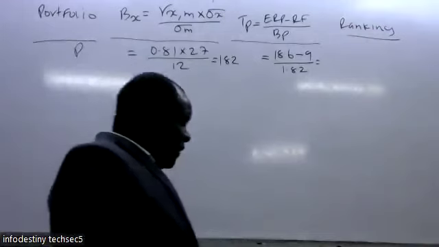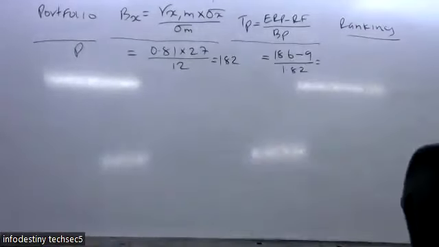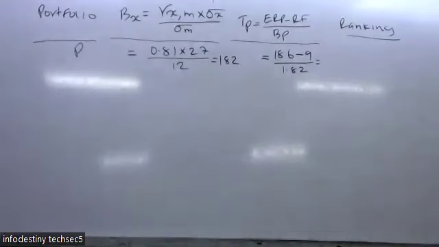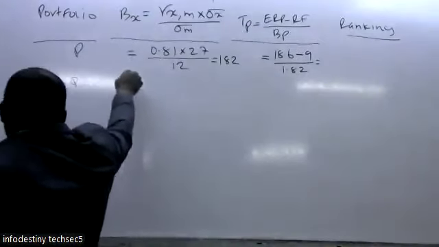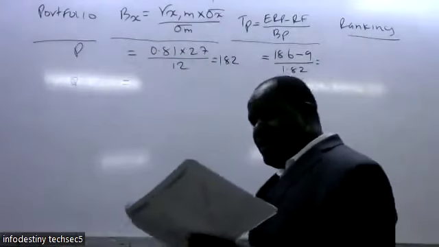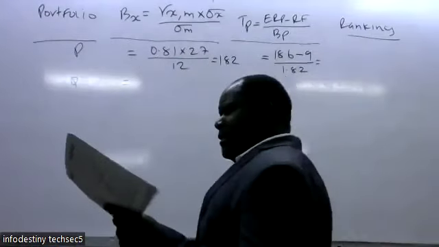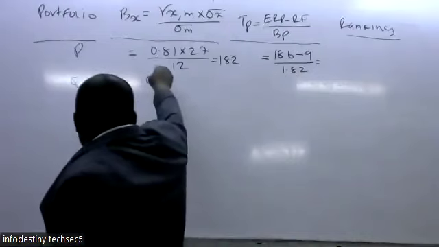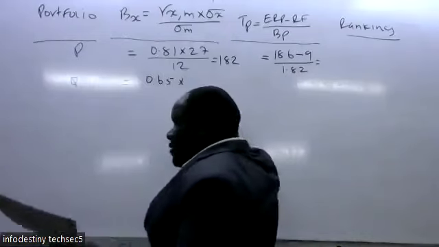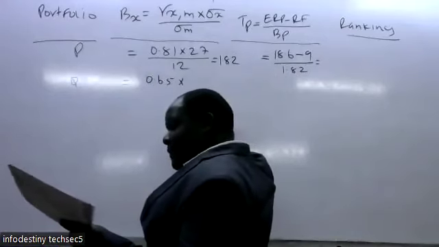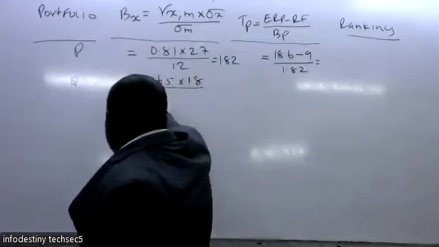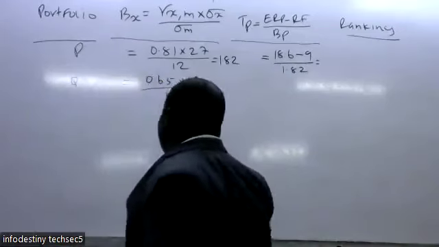So now we go to the next portfolio, which should be portfolio Q. They had given you the correlation with the market return. So we multiply by the standard deviation, and also divide by 12.